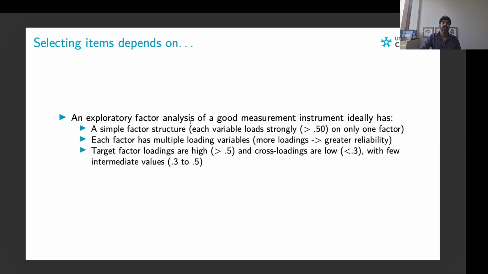Selecting the items depends on an exploratory factor analysis of a good measurement item. It ideally has a simple factor structure, so each variable loads strongly onto only one factor, and each factor has multiple loadings. So a variable loads strongly onto the factor, and then the factor has multiple loadings. So more loadings means greater reliability, and we'll talk about that more next week. Target factor loadings are high, so they're greater than 0.5, and the cross loadings onto other factors are low, less than 0.3, with few intermediate values, 0.3 to 0.5.